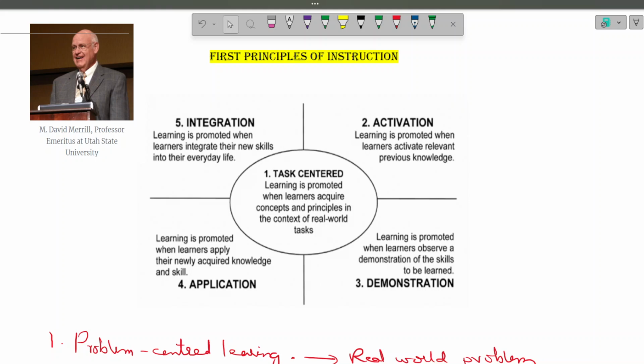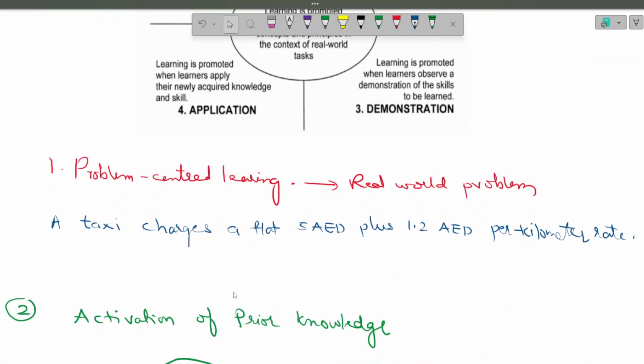Today we'll discuss the first principles of instruction developed by David Merrill, professor. He has given five principles of instruction. First is problem centered learning, second is activation, third is demonstration, fourth is application, and fifth is integration. The first one is problem centered learning. It should be for a real world problem.